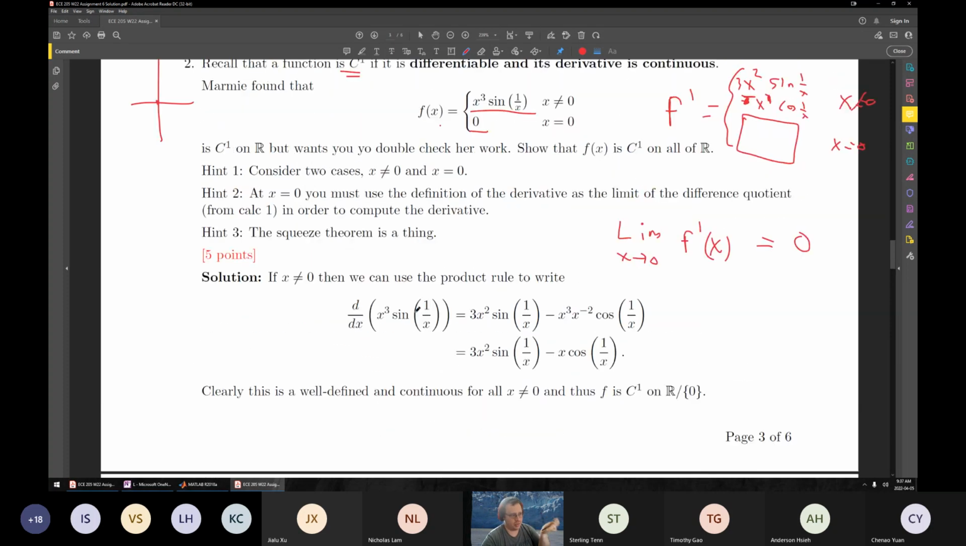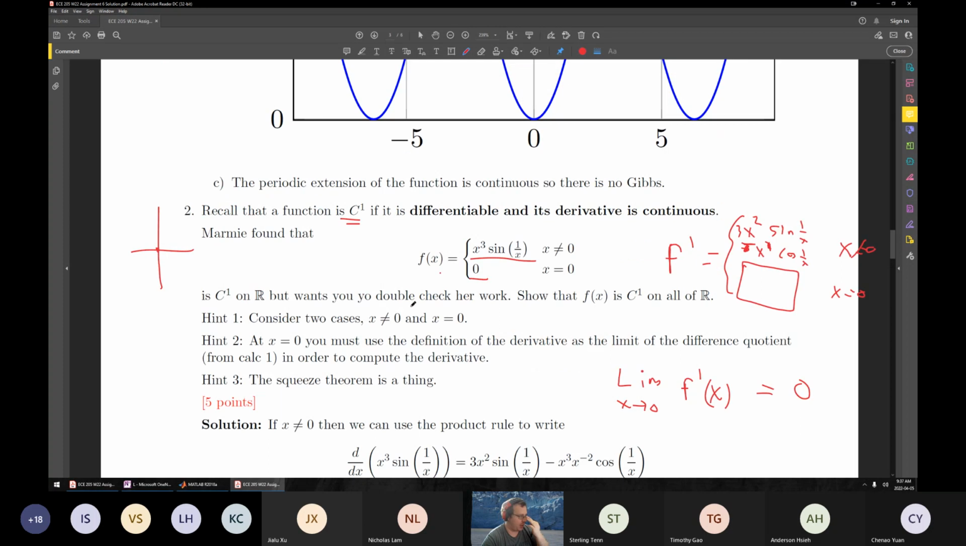Hopefully that makes sense. If you want to show C1, you have to do that. If you want piecewise stuff, then I don't care what the derivative is at 0. It's still piecewise continuous, right? This could be 7 at 0. It's not in this case, but if it was, it would still be piecewise C1.